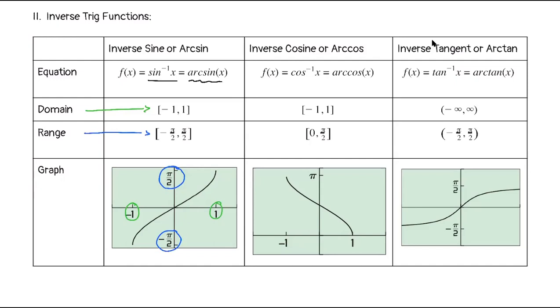Okay, so inverse sine has a graph that looks like this. Our x values can only go from negative 1 to 1, our y values can only go from negative pi over 2 to pi over 2. Right? And so let's continue on.